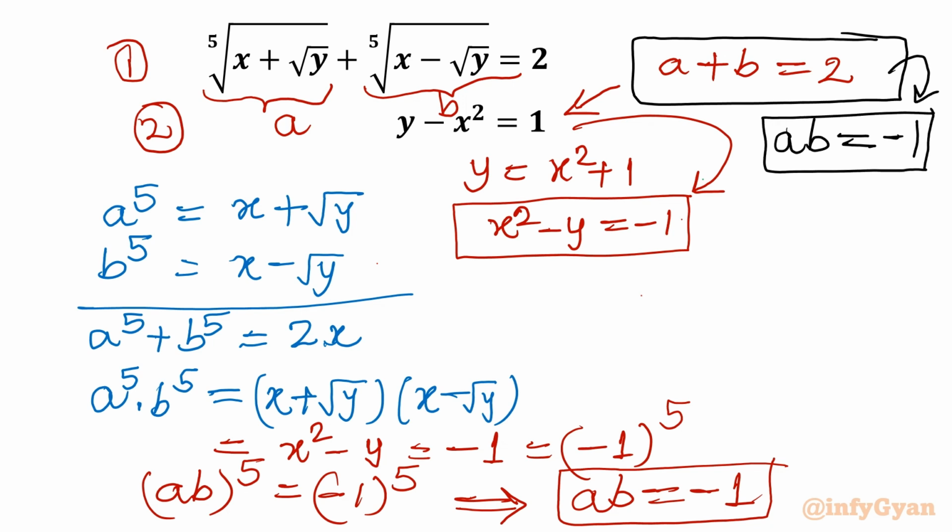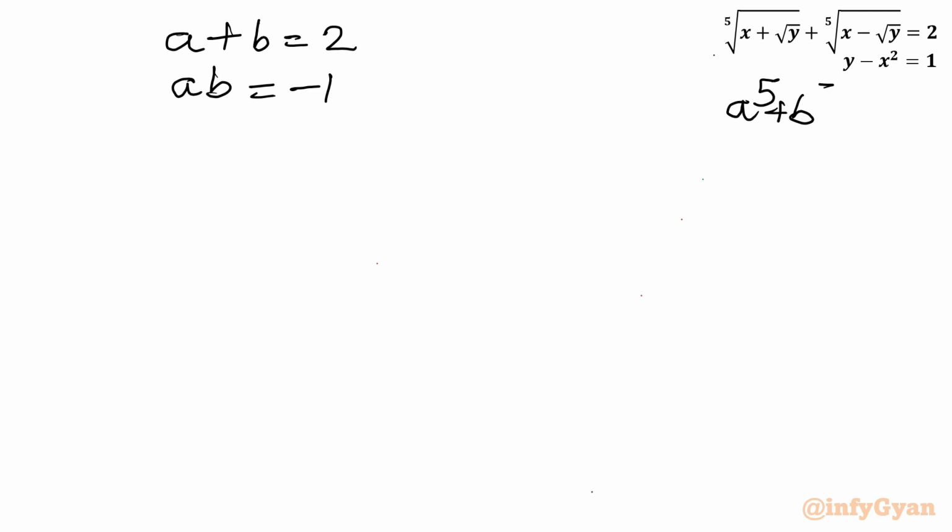Now I will solve these two for the value of a power 5 plus b power 5, and then I will equate that value to 2x. Okay, let us do that. A plus b is 2, ab is negative 1, and I am targeting a power 5 plus b power 5, and I will put this value as 2x. Let us consider equation number 3 and 4.